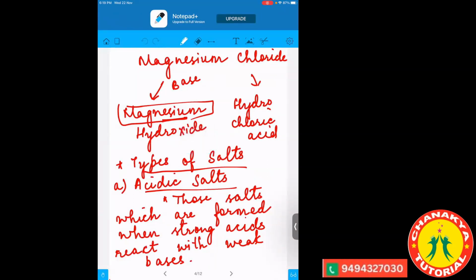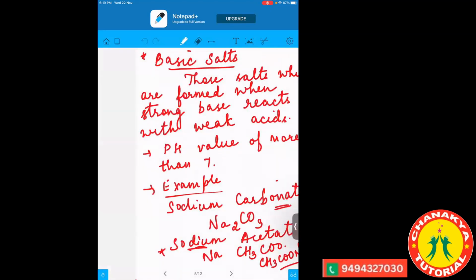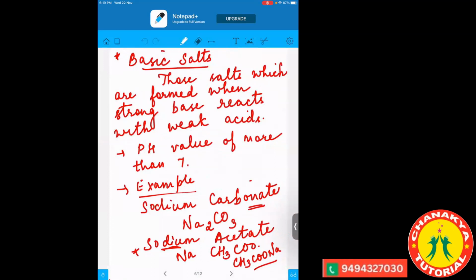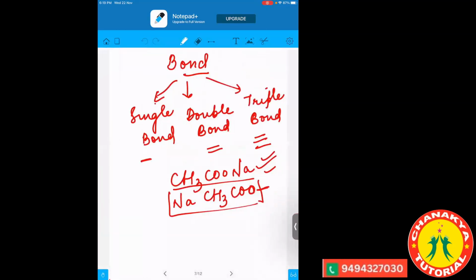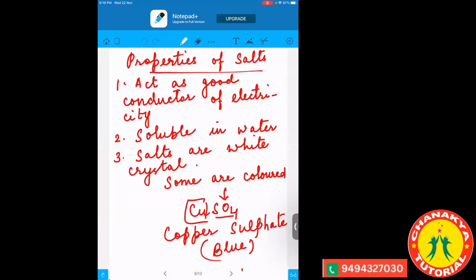In the acidic salt, a strong acid reacts with a weak base. Example, ammonium chloride and aluminum chloride. Then basic salt. In this, a strong base reacts with a weak acid. Example, sodium carbonate and sodium acetate. Then the third type is called neutral salt, where a strong acid reacts with a strong base. Example, NaCl and potassium nitrate.